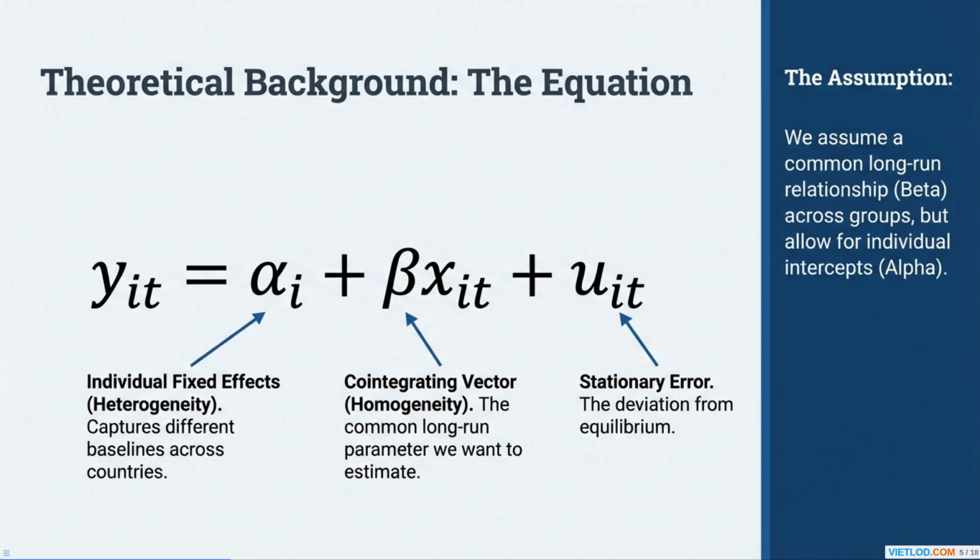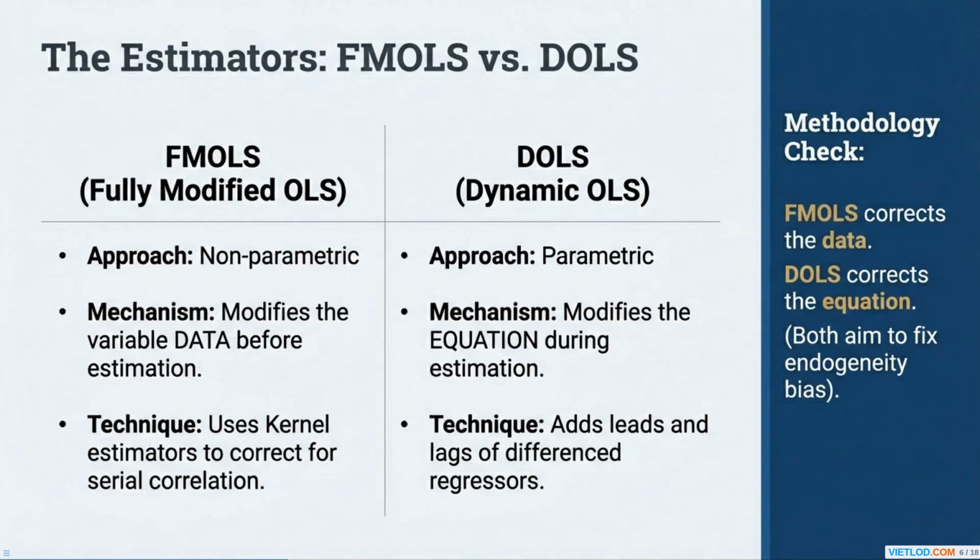Next, beta X_it contains beta, which is the cointegrating vector. This is the core long-run parameter we aim to estimate. The assumption here is homogeneity, meaning this long-run relationship is common across all groups in the panel. Finally, u_it is the stationary error. This term represents the deviation from the long-run equilibrium. For cointegration to exist, this error term must be stationary, or I(0), indicating that the variables eventually revert to their long-run relationship. On the right side, the assumption for this model is that we assume a common long-run relationship beta across groups, but allow for individual intercepts alpha.